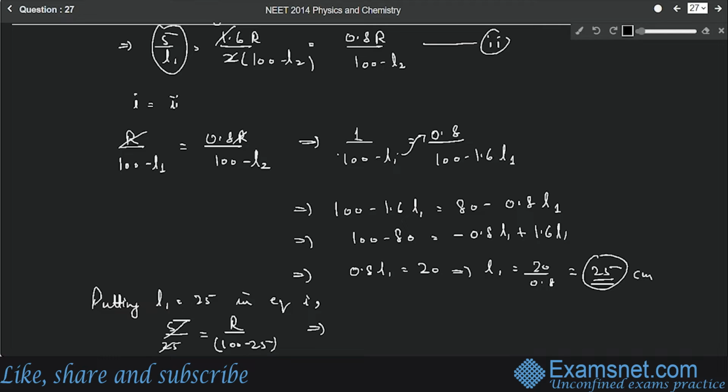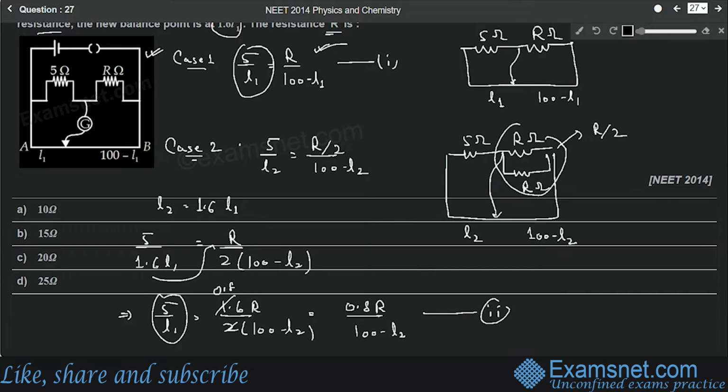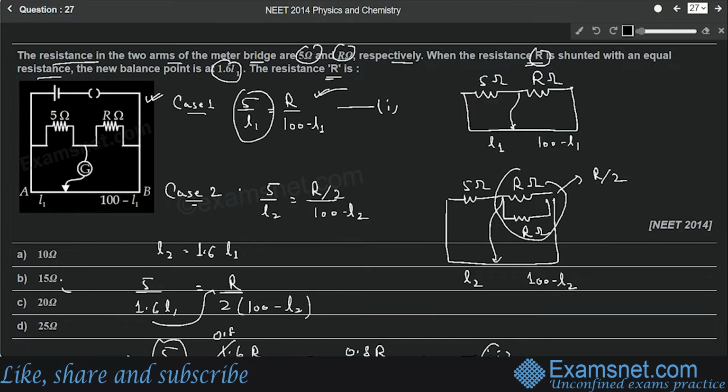So 5 by 25, that means 1 by 5. So 1 by 5 equals R by 75. From here we can find the value of R, that is equal to 75 divided by 5, that means 15 ohm. Okay, so the resistance will be equal to 15 ohm. So let's see the options. Here you can see in the second option 15 ohm is given, so option B will be the correct answer.